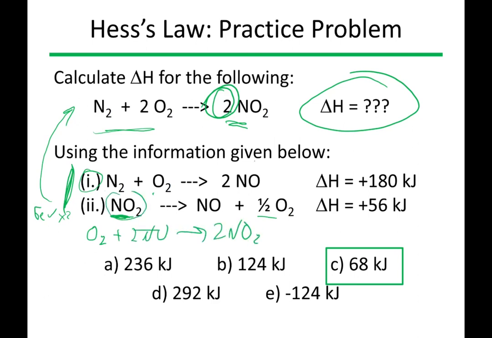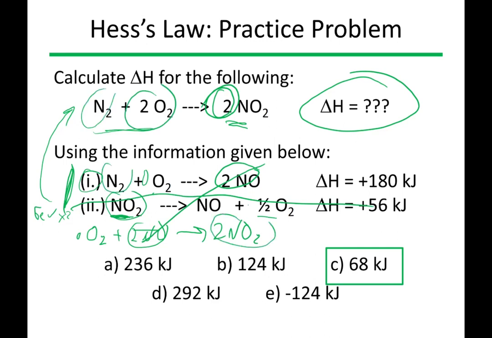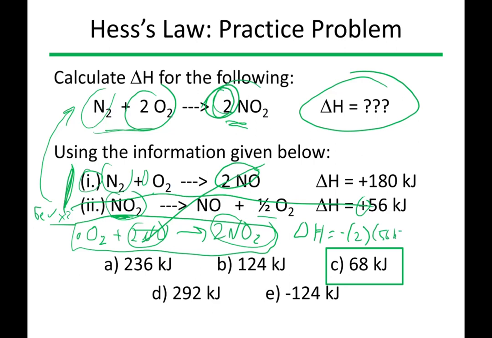If we check out if this works out, it looks like our 2 NOs will cancel, which is good. We'll end up with 2 O2s, which matches what we have in the original equation, an N2, and a product of two NO2s. So it looks like reversing this and timesing 2 gets us what we want. So for the delta H, we have to change the sign, so it goes from positive to negative, and we have to multiply it by 2. So 2 times 56 kilojoules gives us negative 112 kilojoules.